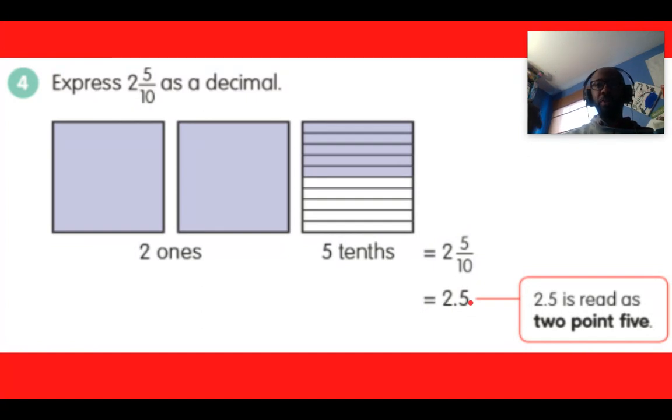Simple, right? Really simple. So, what do you think about this? If we had a mixed number and it was over 10, we would change this 10 into a decimal, get rid of the line, and put it right between the whole number and the fraction.